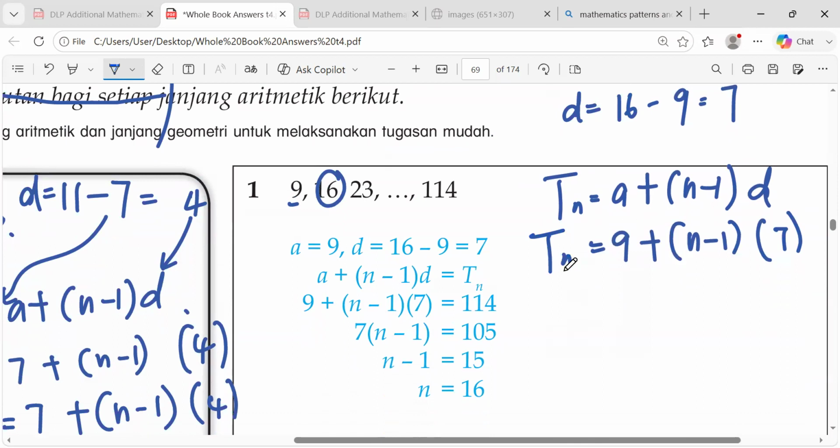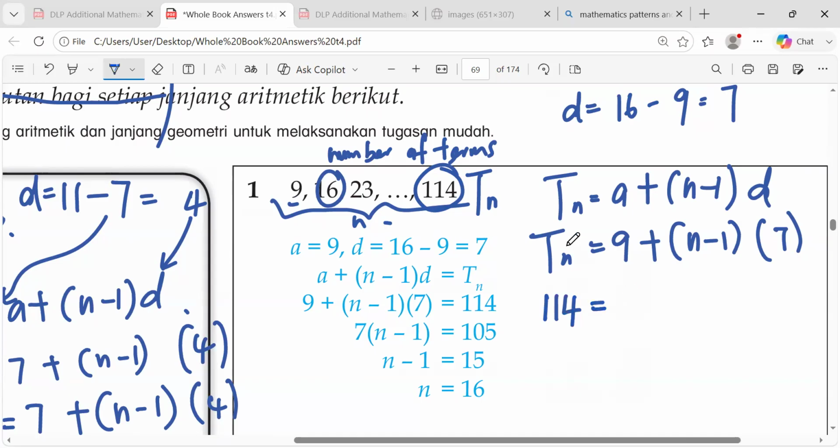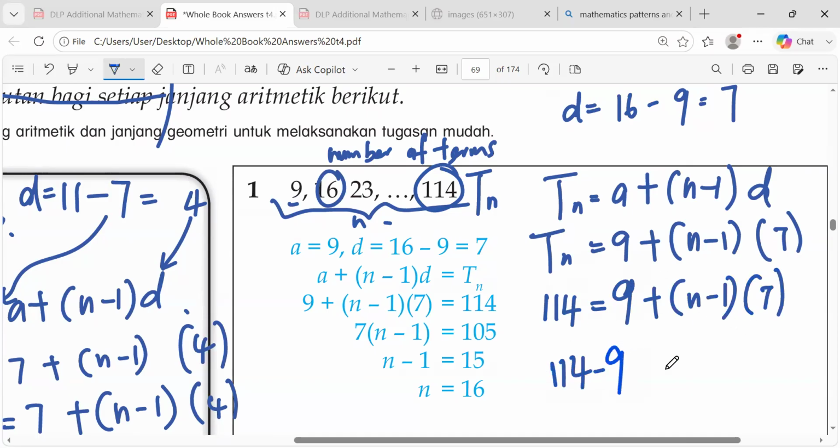Okay, so I start, and then they want the numbers of the terms. How many n's do they have? How many terms do they have? So this is the last one, the nth term. Okay, so it's 114 equal. You just substitute 114 in the term n, and then we expand it. After we expand it, 114 minus 1 plus 7n minus 7.